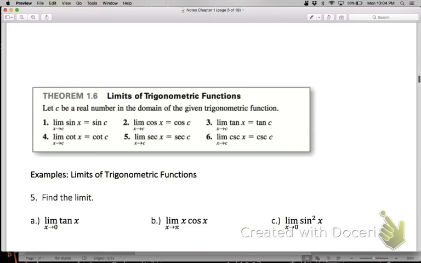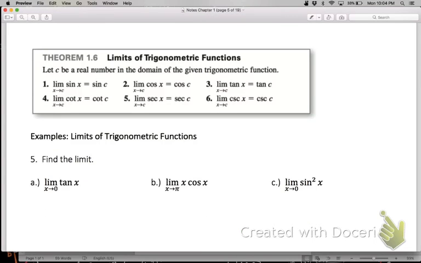So the last thing here is the trig functions. The limits of your trig functions, you are just going to substitute. So the limit as x approaches c of sine of x is going to be sine of c. And so on and so on and so on. And the direct substitution is going to work here in all of these unless you end up with an indeterminate form. So, if we just work through these really quickly, we get the limit as x approaches 0 of the tangent of x is just going to be the tangent of 0, which at 0, the tangent is 0.